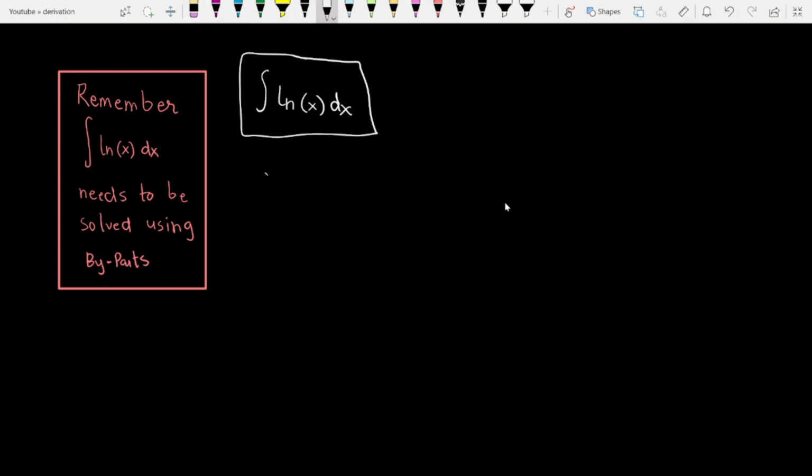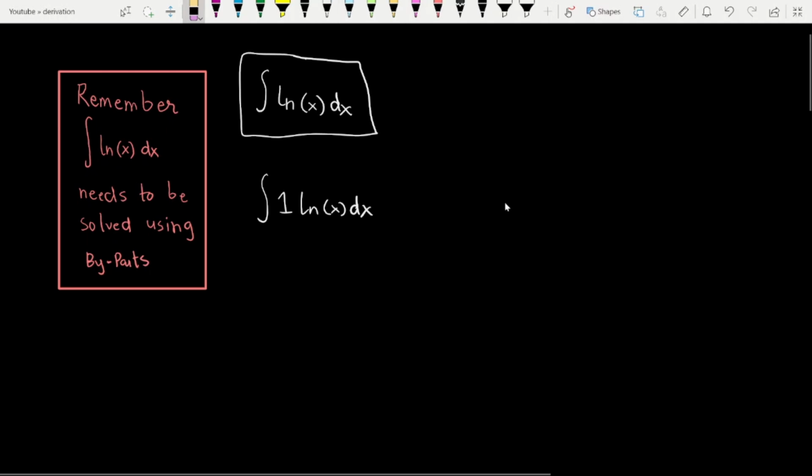So what you do is basically you add a 1 next to the ln. It's basically 1 times ln x dx, and there's nothing wrong with doing this, because of course you can write x as 1 multiplied by x, right? Tan x is the same as 1 multiplied by tan x. It doesn't make a difference. So ln x is basically the same thing as 1 multiplied by ln x.